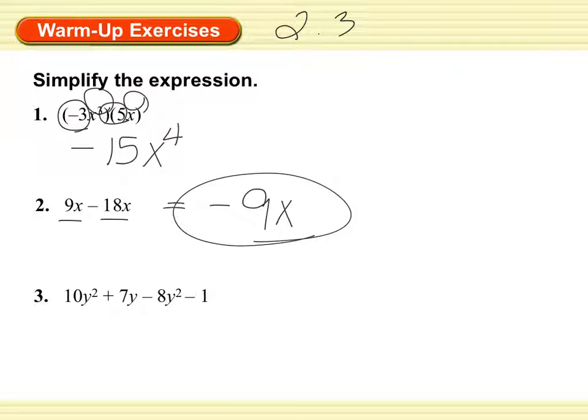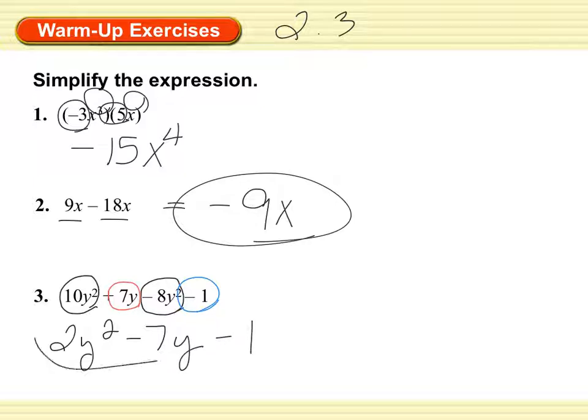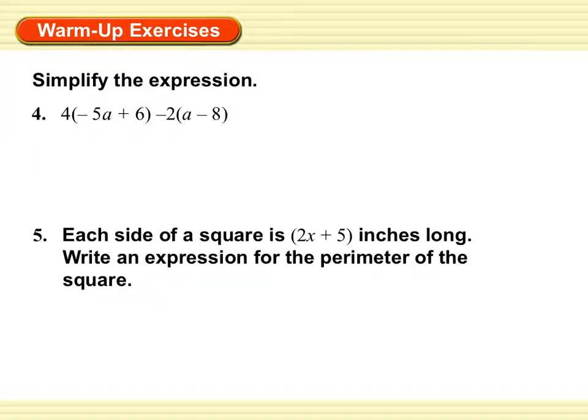Here I'm going to collect like terms. I've got an x or y squared, a negative y squared, a y, and a constant. So when I collect like terms, I can only add things or subtract things that have the same variable and exponent. So 10 minus 8 is 2y squared. I only have one y and one constant, so I get the full answer.